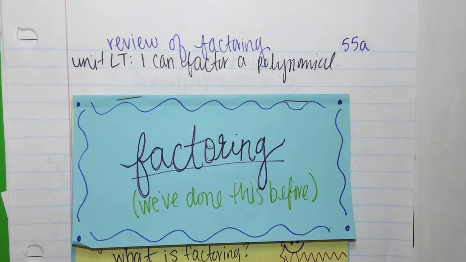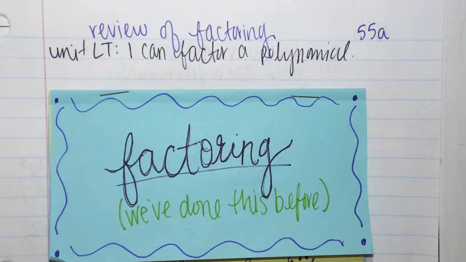What have we learned this week? What types of factoring have we covered? GCF, greatest common factor, and the STAR method. Okay, what is the GCF? The biggest number that goes into all of them.